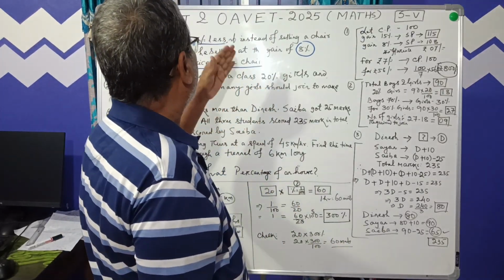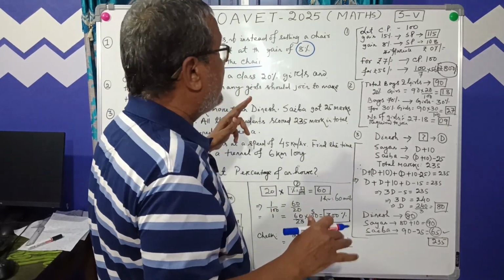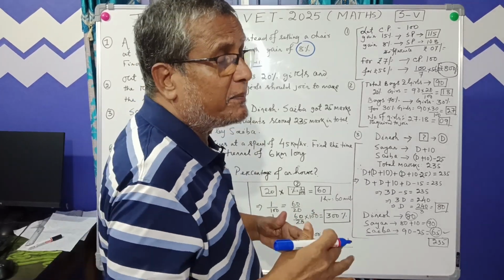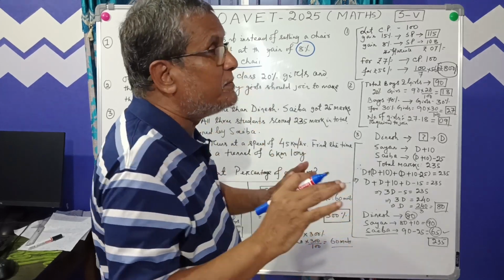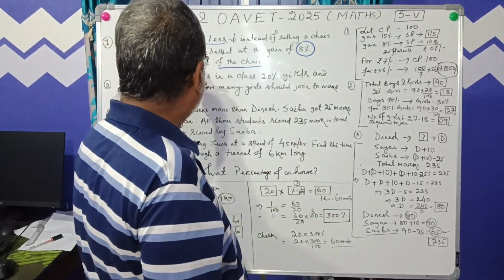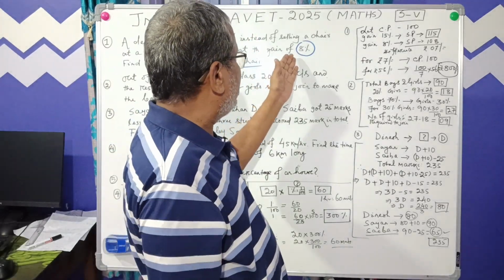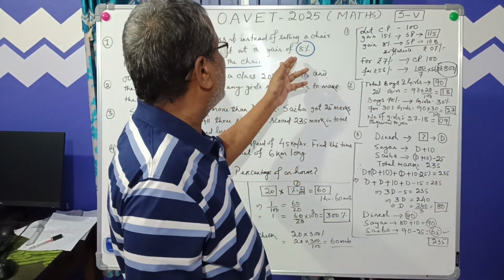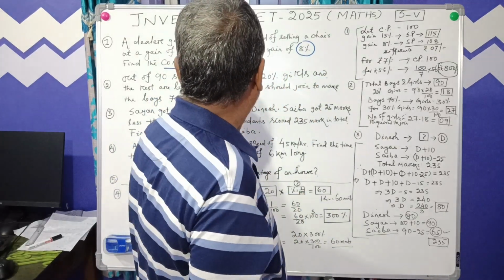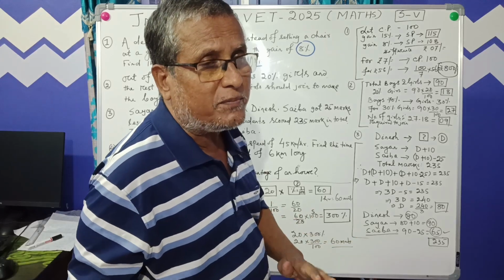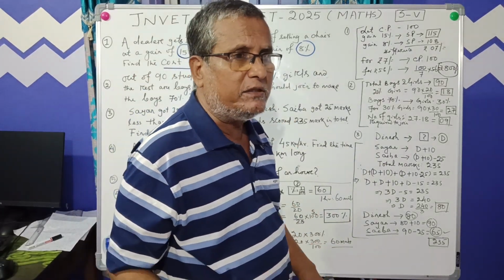So actually, if he had sold at 15% gain, he would have got 56 rupees more. But instead of selling at the rate of 15% gain, actually he sold at the gain of 8%. So we have to calculate now the cost price of the chair. So this is the analysis of the question. We have to analyze the question.